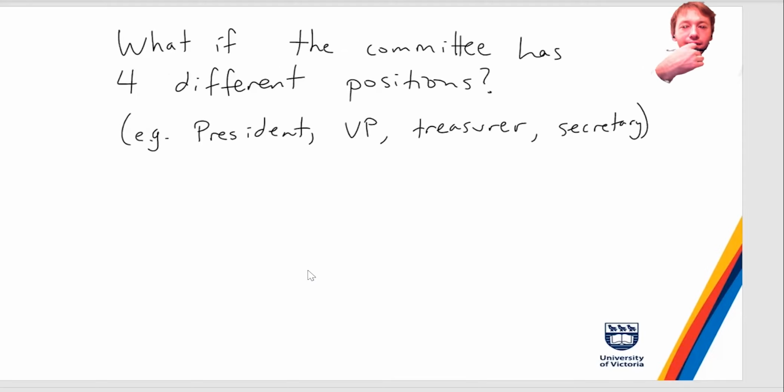Now here it becomes a little bit different. What if we want to pick a committee, but the members are not all equal? So you have a committee where there are 4 different positions: president, vice president, treasurer, secretary, for example.